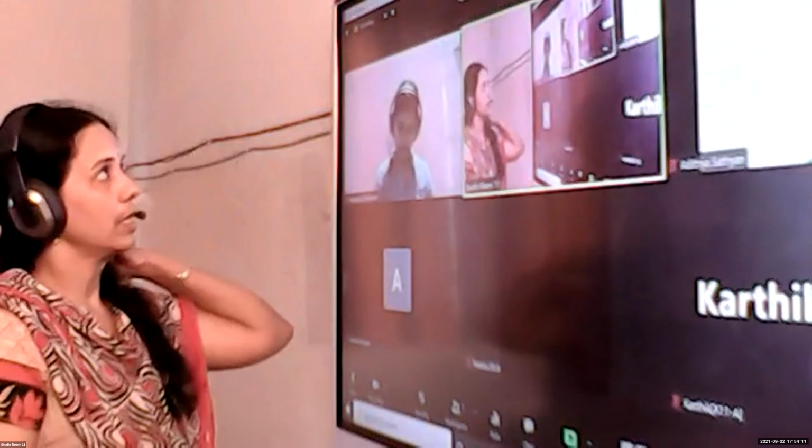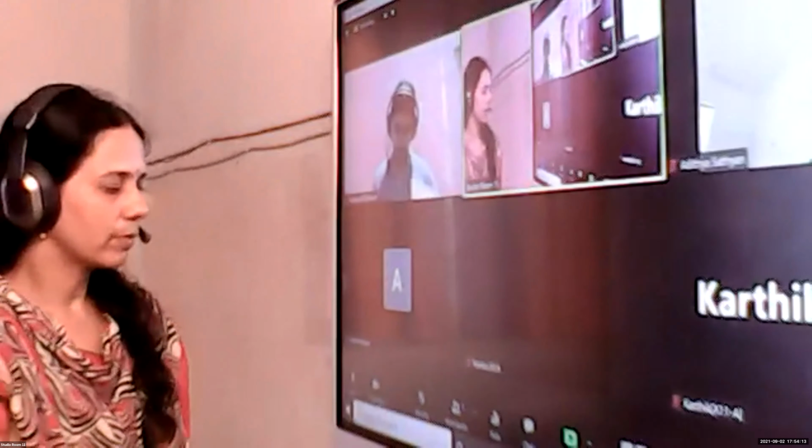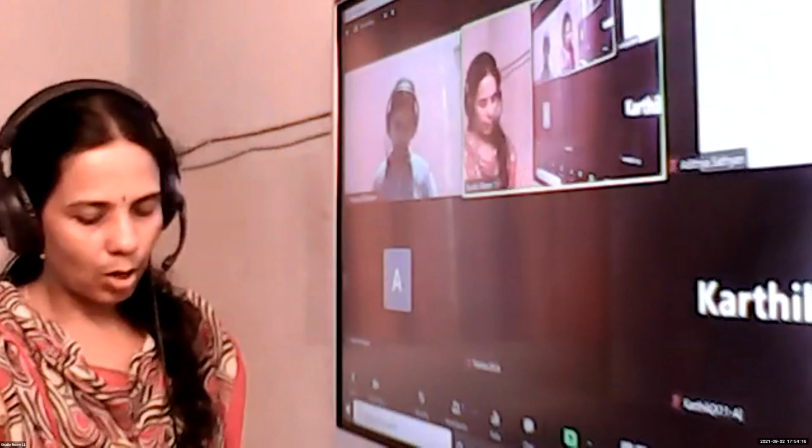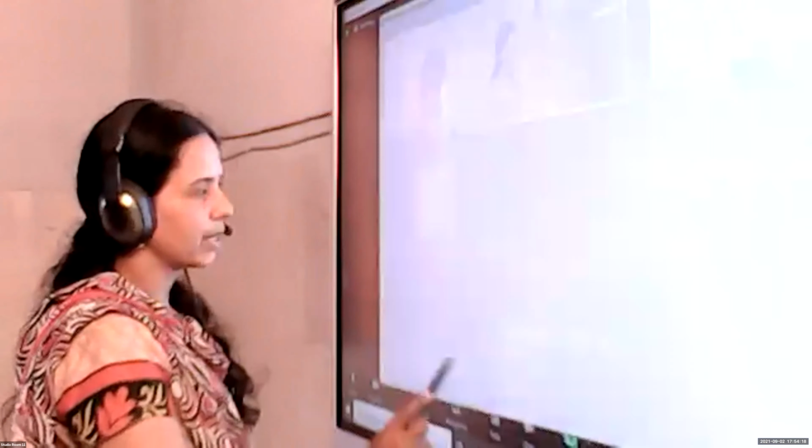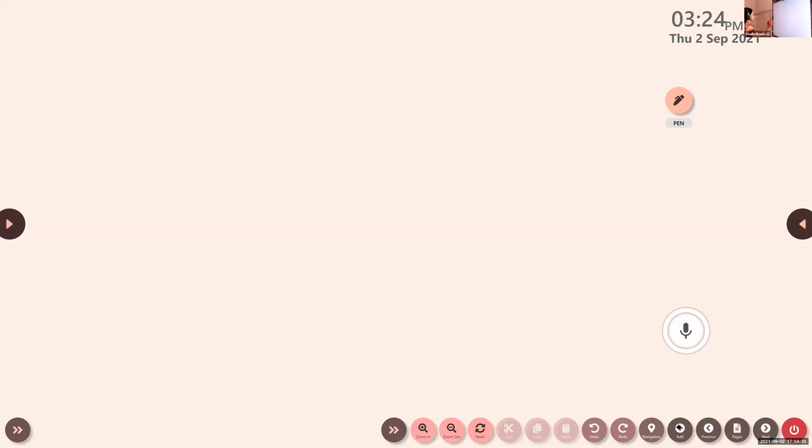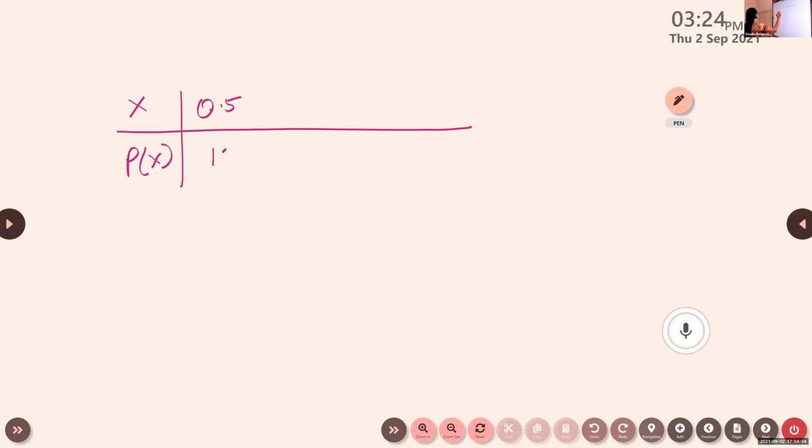Look at the fifth question. Read the question. The probability distribution of a random variable x is given below. X is given along with p of x. And look at the values given here: 0.5 k, 1 k square, 1.5, 2 k square, 2 k.